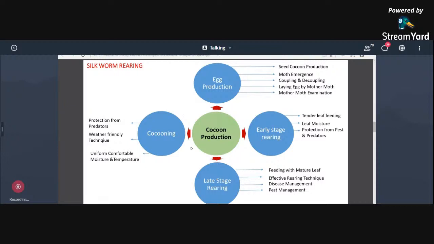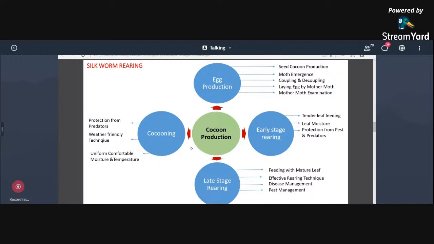The next is late stage rearing. Late stage rearing also has some scientific activities and some specific technology. Feeding with mature leaf, effective rearing techniques are there. Disease management is there. So many diseases are there, bacterial, fungal, and protozoal diseases. So to manage those diseases, some medicine, some pesticides, and other things have to be used. So pest management. And lastly, cocooning.